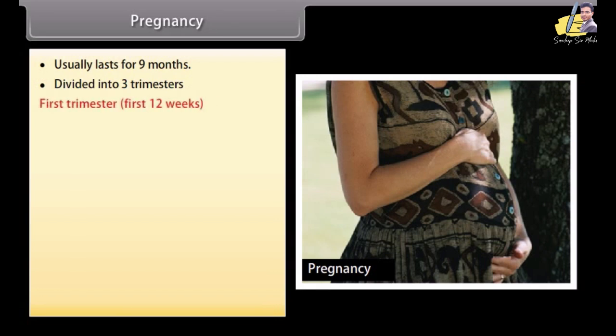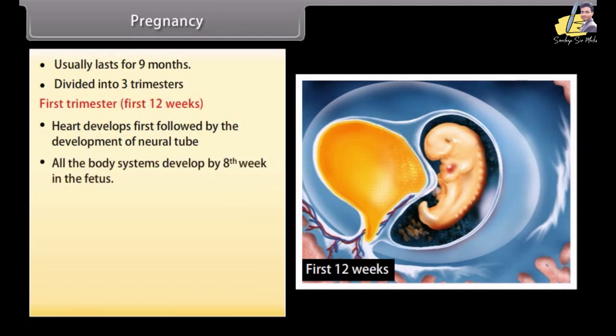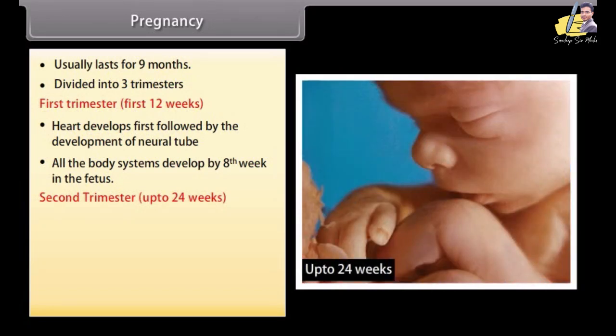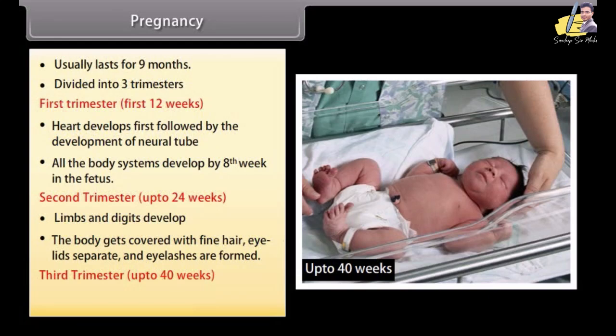First trimester, first 12 weeks. Heart develops first, followed by the development of neural tube. All the body systems develop by 8th week in the fetus. Second trimester, up to 24 weeks. Limbs and digits develop. The body gets covered with fine hair, eyelids separate, and eyelashes are formed. Third trimester, up to 40 weeks. Full-term fetus develops, ready for delivery.